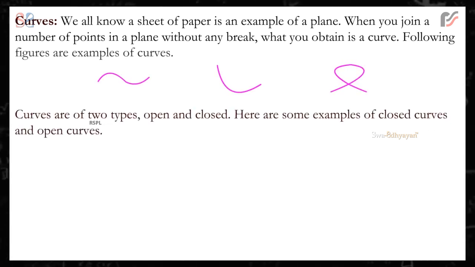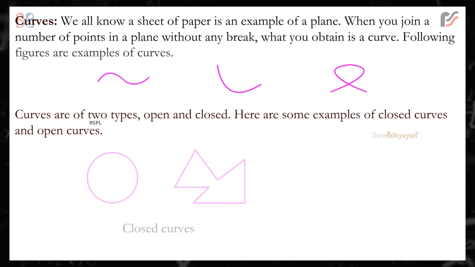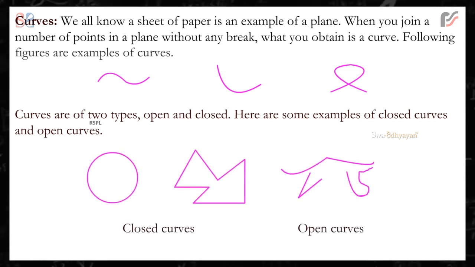Curves are of two types, open and closed. Here are some examples of closed curves and open curves. Closed curves. Open curves.